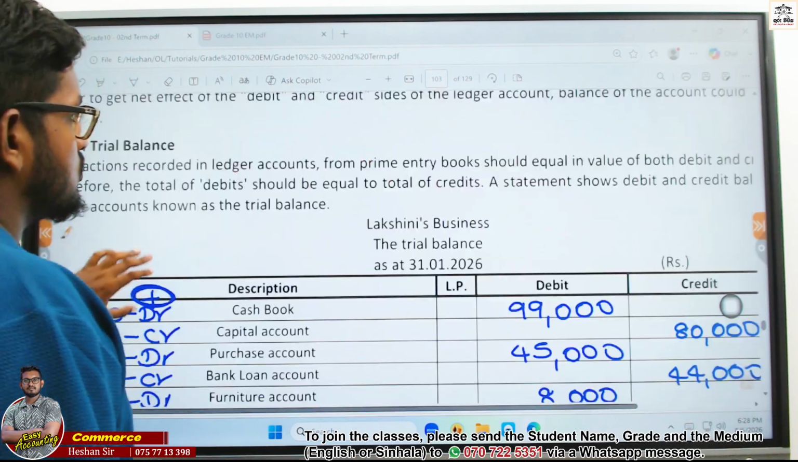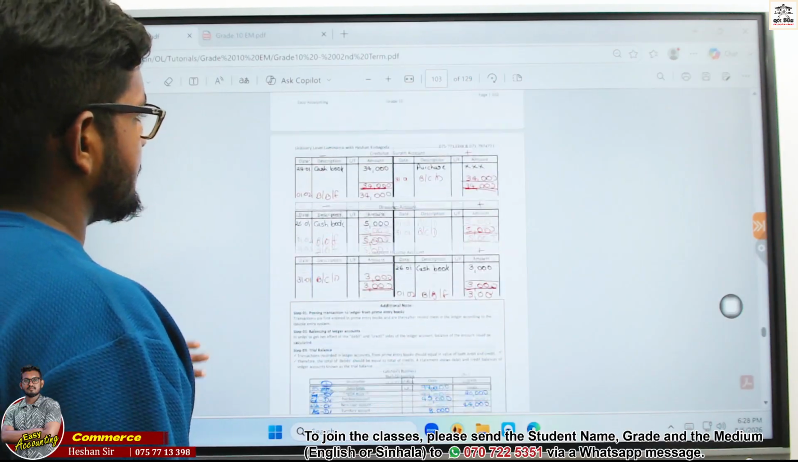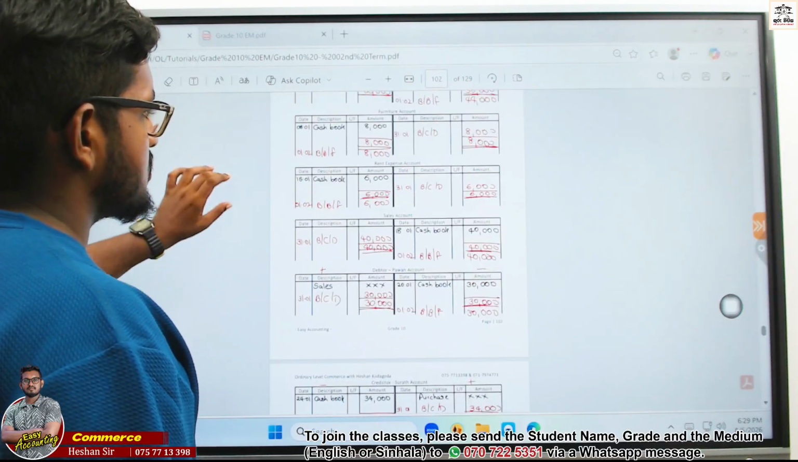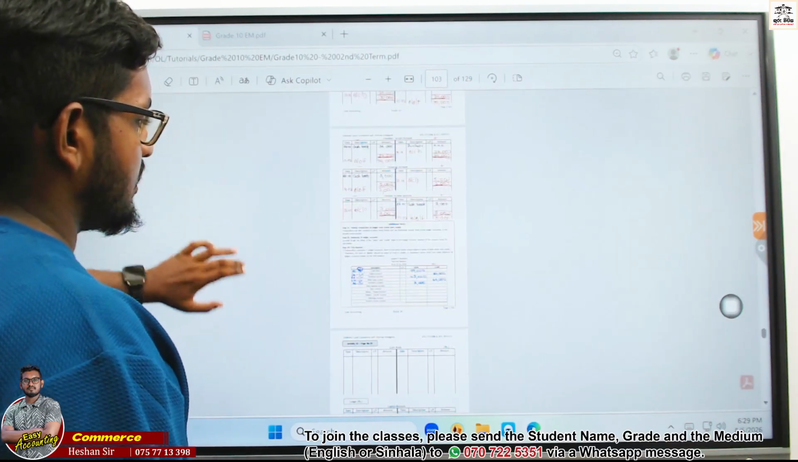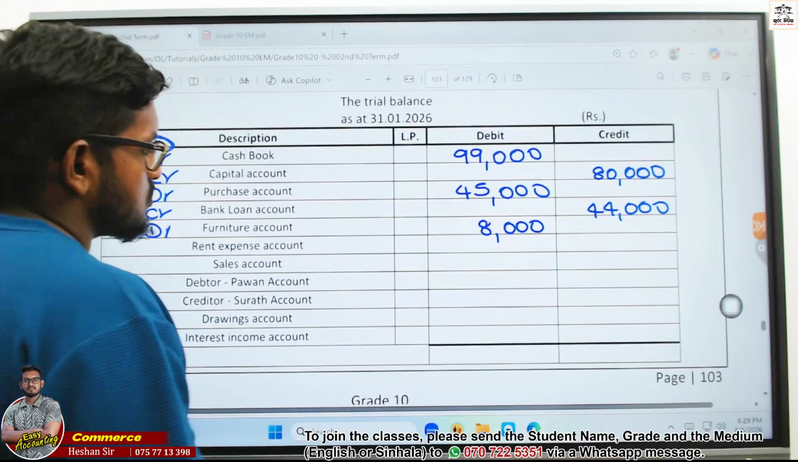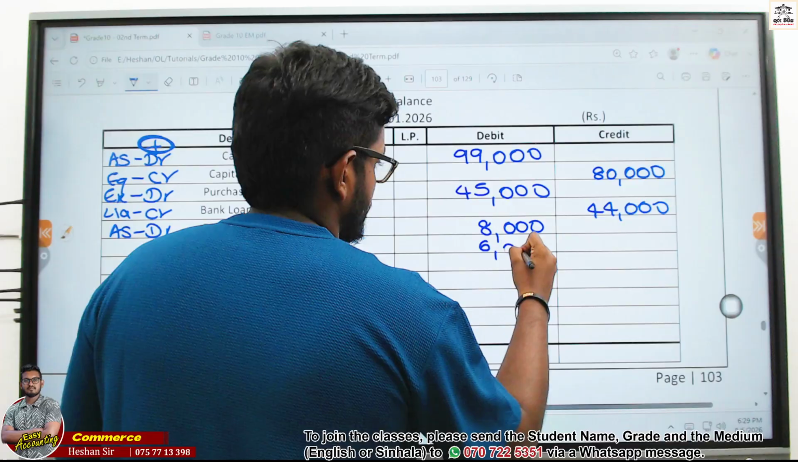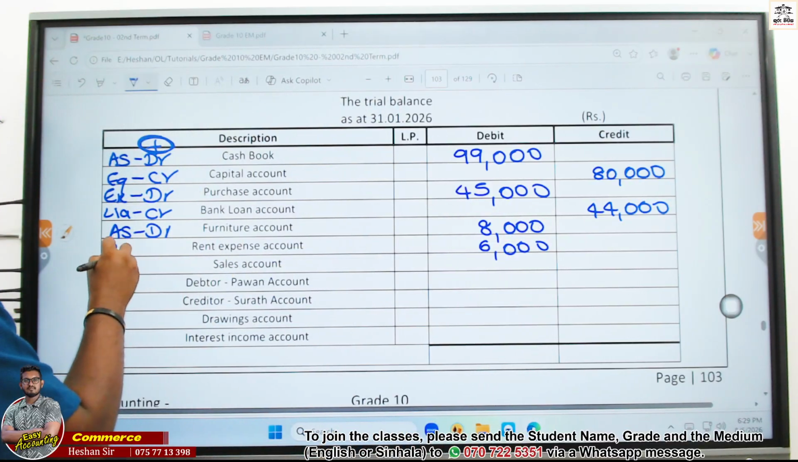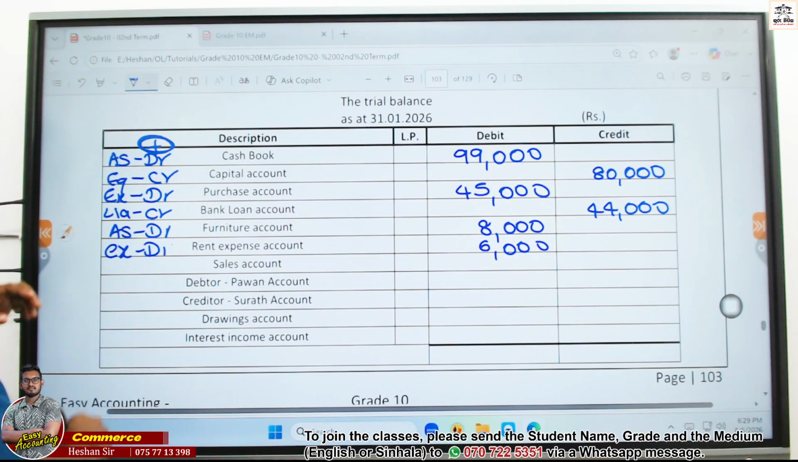Rent expense is an expense, and expense increase is debit, right? How much? You can see the balance is 6,000. Rent expense balance 6,000. It is an expense account. Expense principal increase is debit.